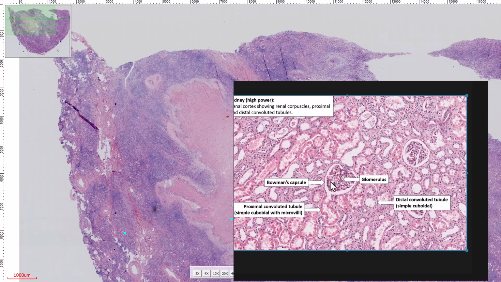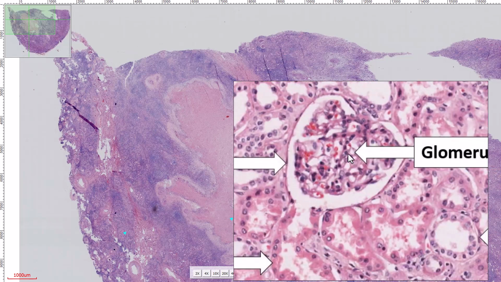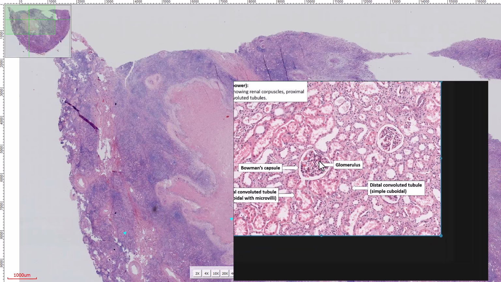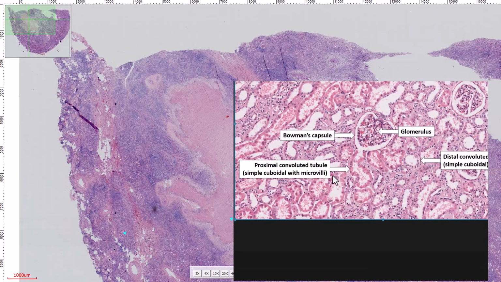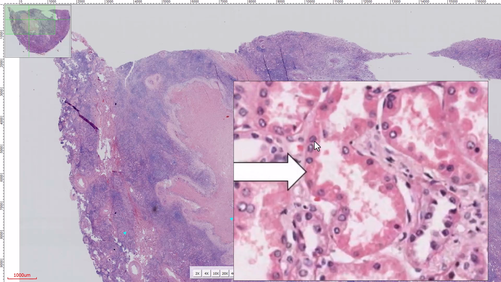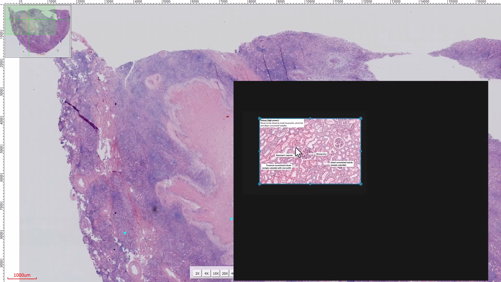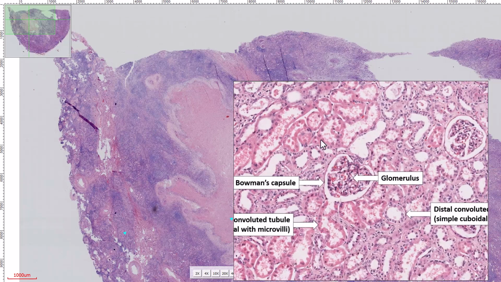So at this point in time, only know that we have a lot of nuclei here in this glomerulus. And if I zoom on the tubules, you also see the nuclei in the tubules. So this is how our normal kidney histology looks like.